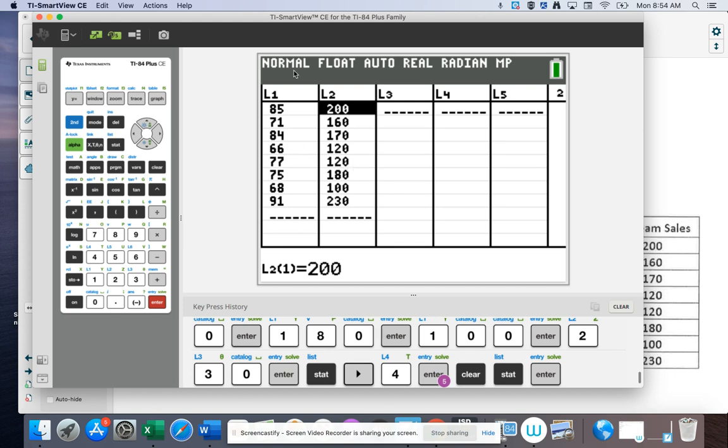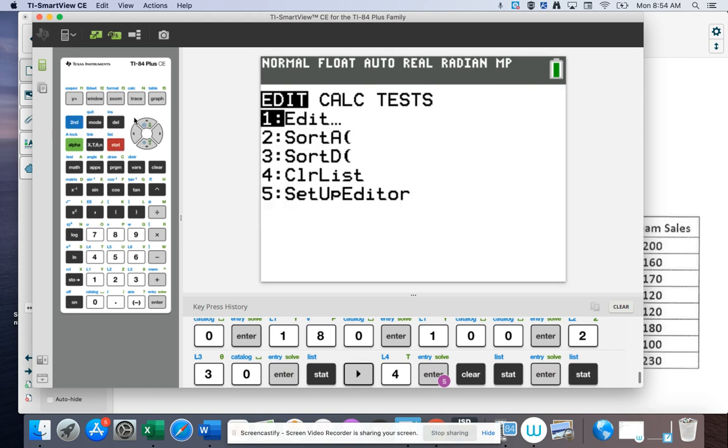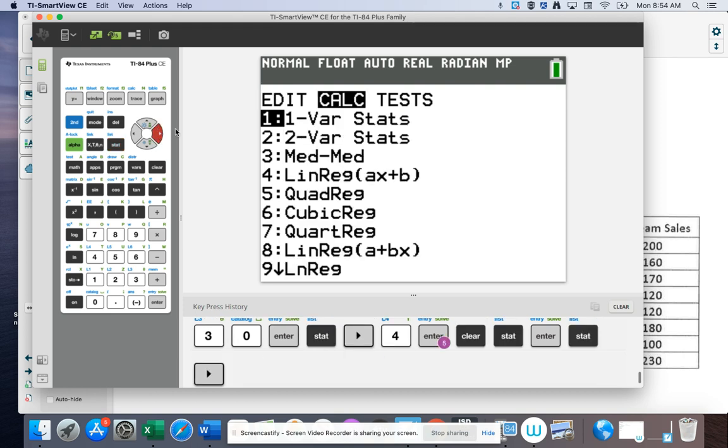All right, now after you have those in, double, triple check, because obviously if your data is wrong, everything else is going to be wrong. So then again, the stat button gives you everything. So I'm going to go over to stat, and we want our calculator to calculate for us. So we're going to go over to calculate, and reminder, we want to find our linear equation. So I'm going to go down here, and we want option 4, and we're going to hit enter.